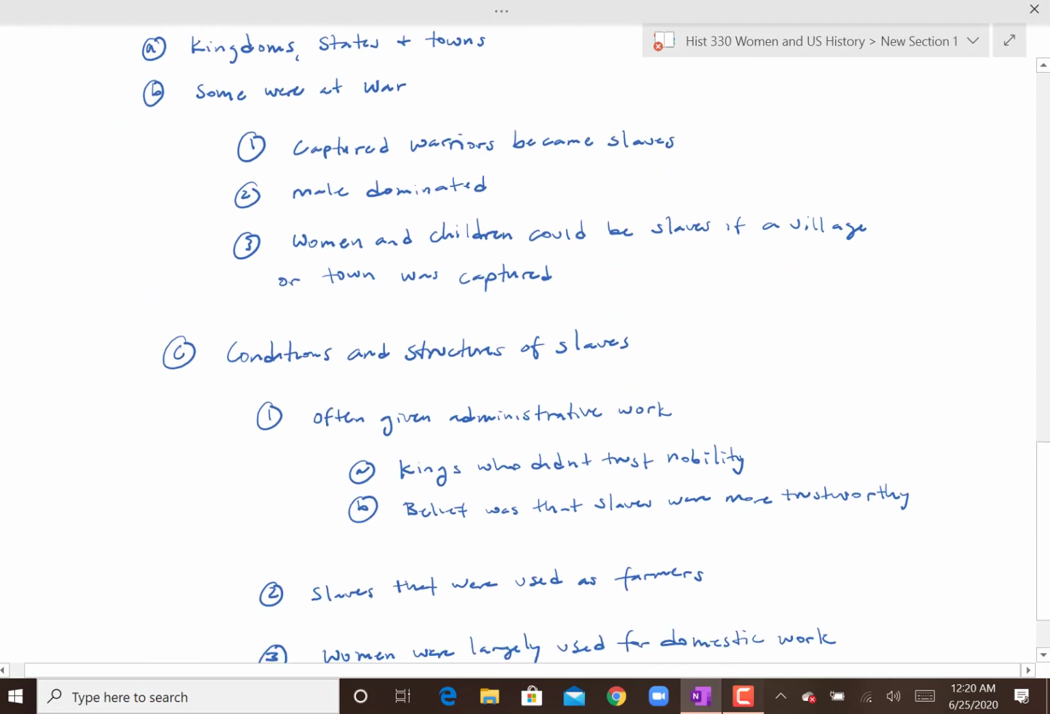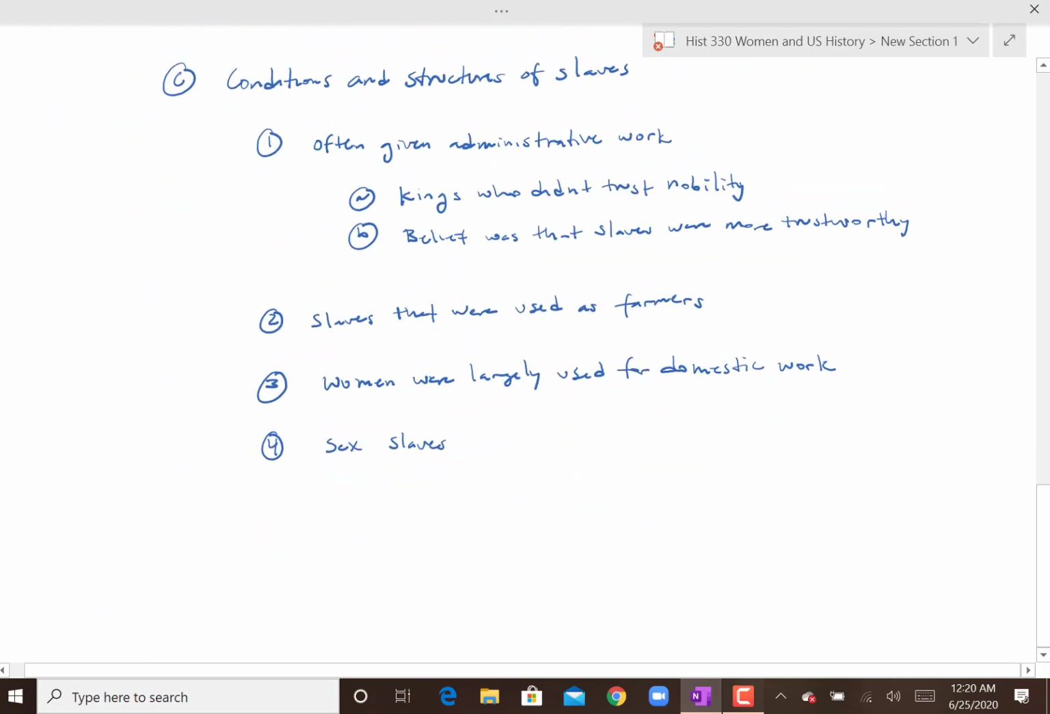One of the other differences, so sex slave wasn't different. These are conditions and structure, so it's not all different anyway. But the sex slave was common pretty much everywhere, even in colonial America and later in the United States. But the fact that women were largely used for domestic labor was different within African slavery and pretty much the rest of the world.